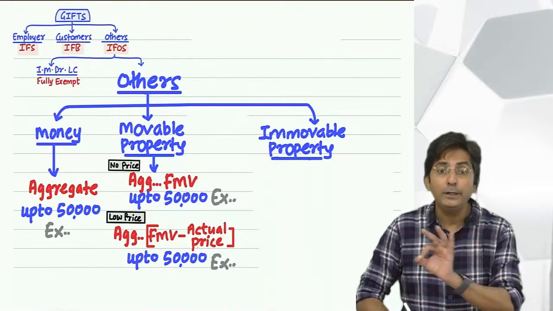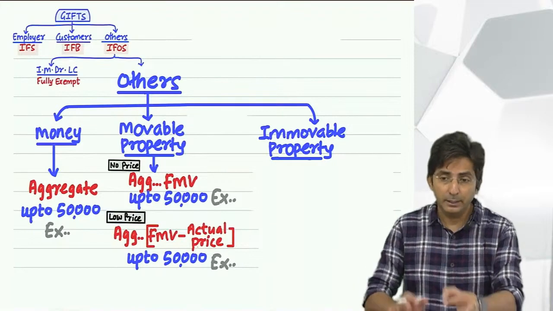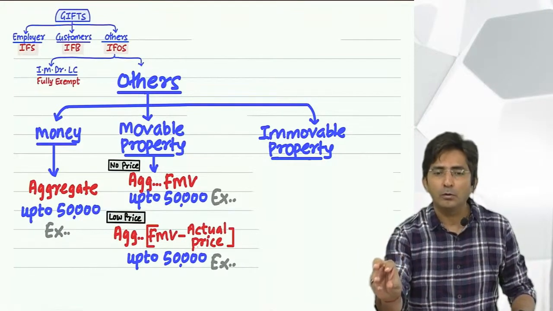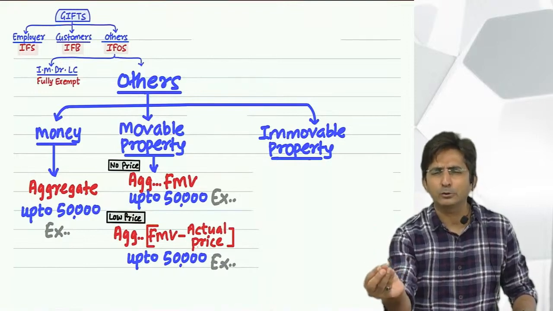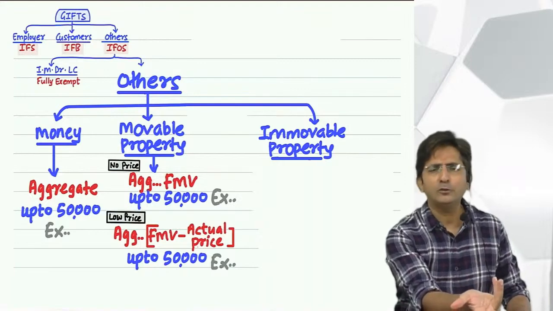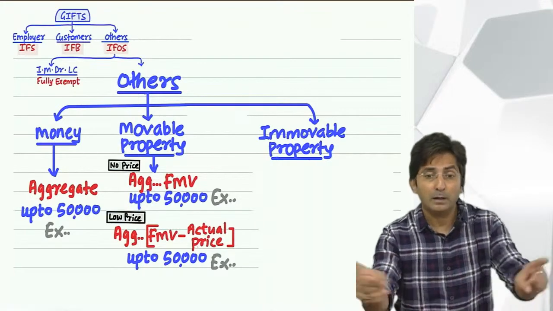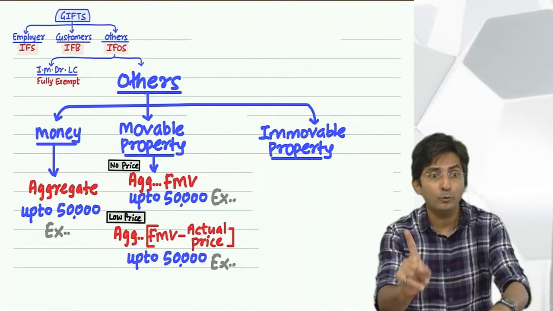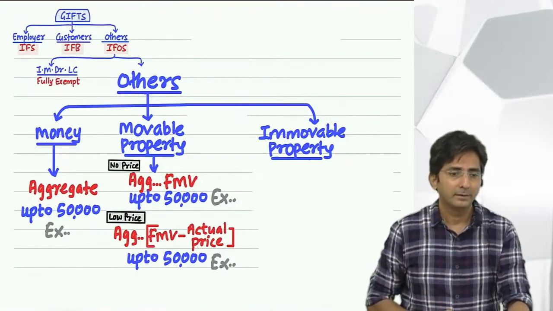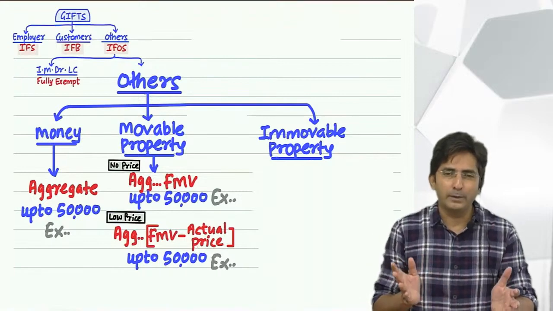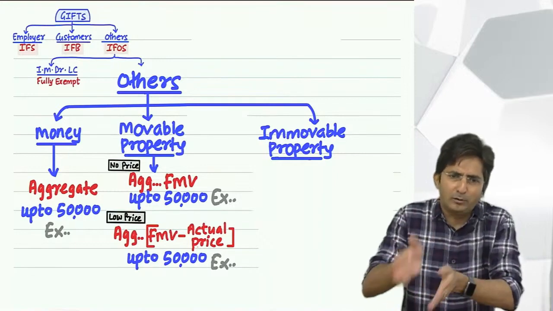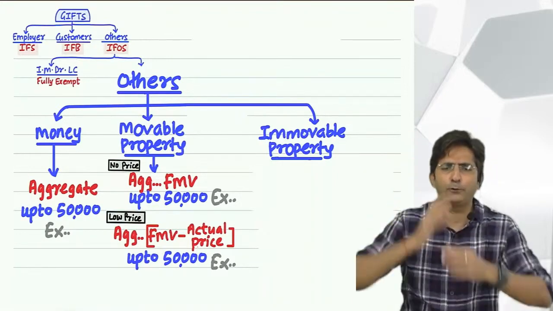But you know, here we don't do aggregation. Here you have to see per property. For example, he gave me a bungalow having a value of 50,000 only. She also gave me a bungalow having a value of 50,000 only. So if you combine, it will become 1 lakh, but you cannot combine here. It is per property. And you know, immovable properties are such costly items that individual property only will become above 50,000.